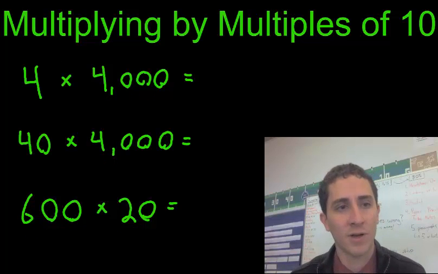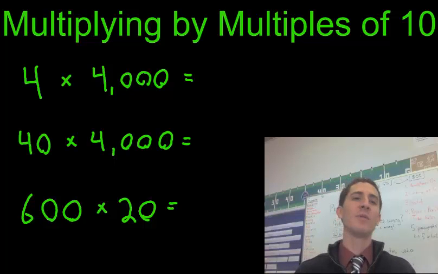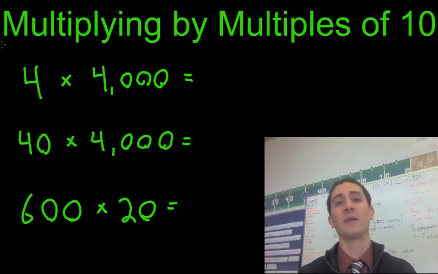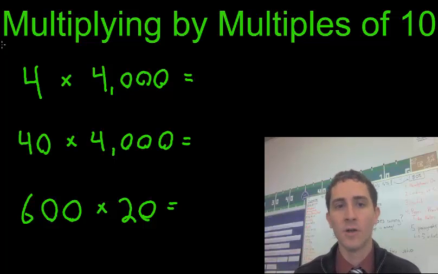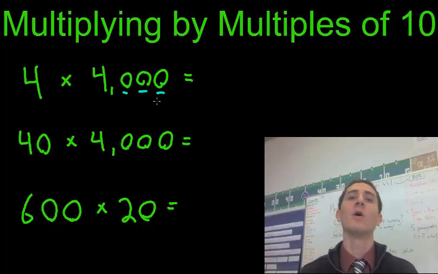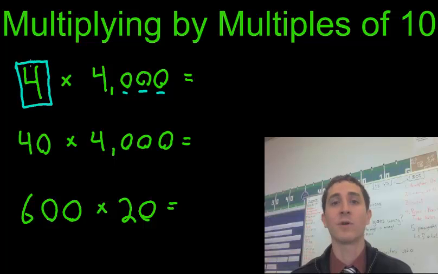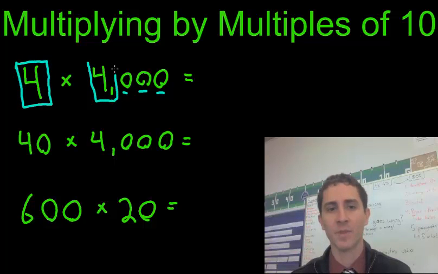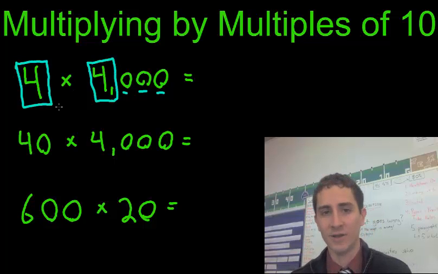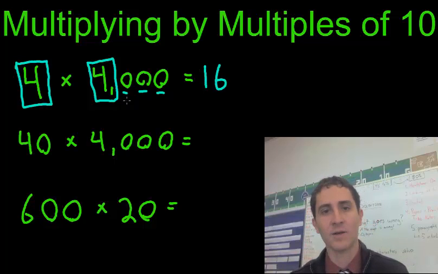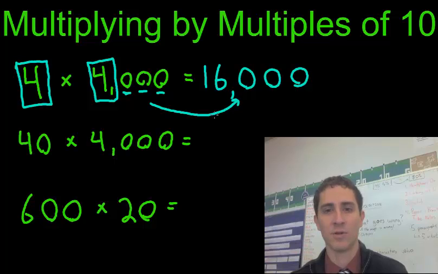Our first one is 4 times 4,000. The same as yesterday, the first thing we do is ignore the zeros at the end of the numbers. So in 4 times 4,000, we have 1, 2, 3 zeros at the end. We're going to ignore those zeros, and just do 4 times 4. We know 4 times 4 is 16. Then, exactly the same as yesterday, we bring those zeros to the end. So we had 1, 2, 3 zeros, and we put those right at the end of our number. It would be 16,000, or 16 with 3 zeros.